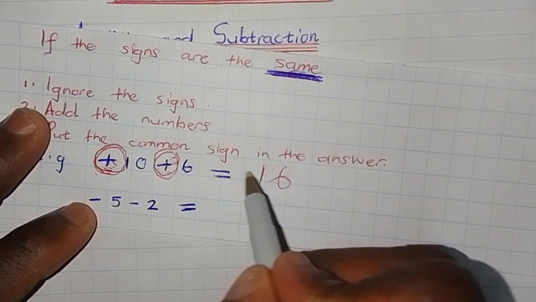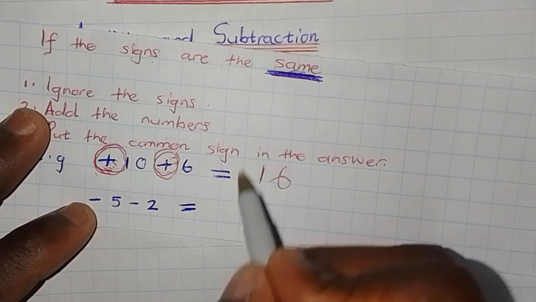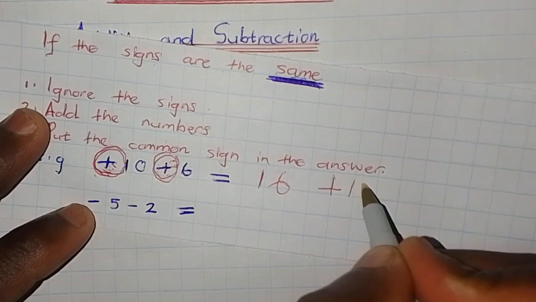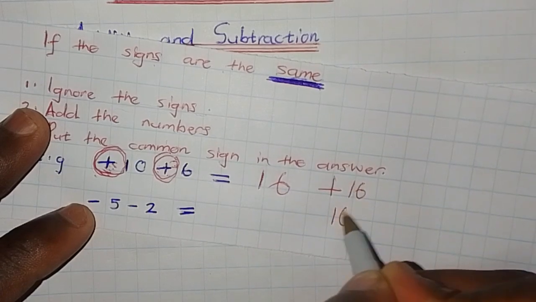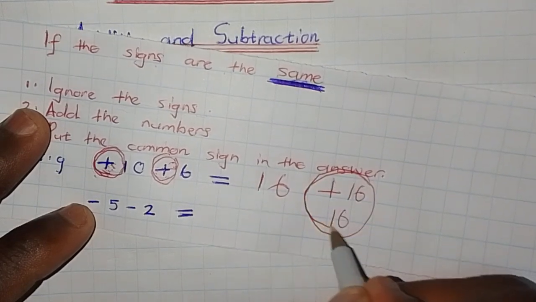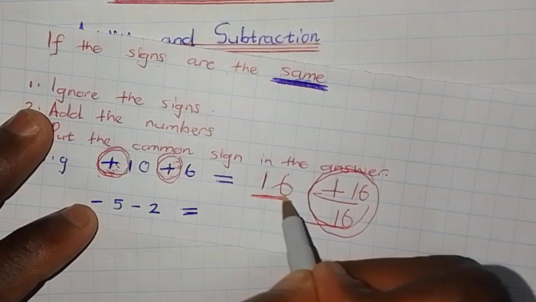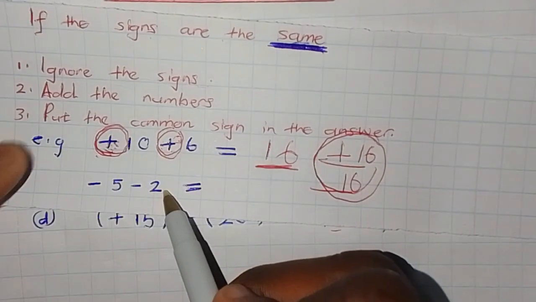So you might need to put a positive sign here or simply leave it as 16. Remember, guys, in mathematics, positive 16 and simply saying 16, these things are the same. They are the same. So you have to leave it as 16. This is your answer. Now let's look at the second scenario.